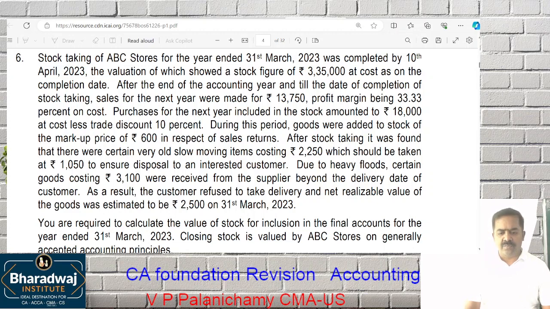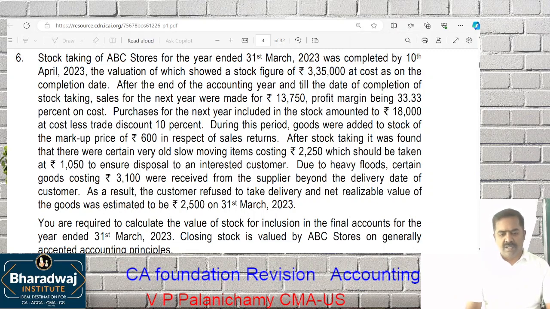Stock taking for the year ended 31st March was completed on what date? 10th April. So this is prior data, later data. Later date. Now what should we do? Reverse. Add all the outflows, eliminate all the inflows. When you eliminate, that belongs to the next period. What is the amount given?